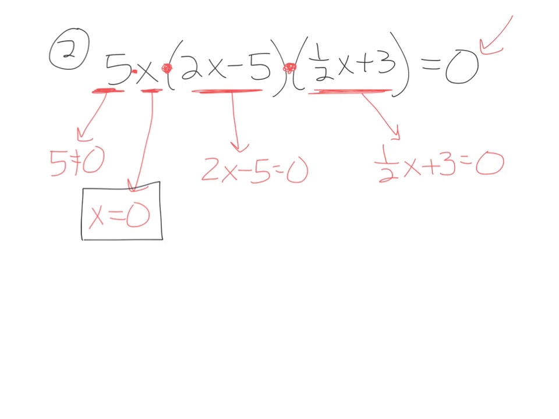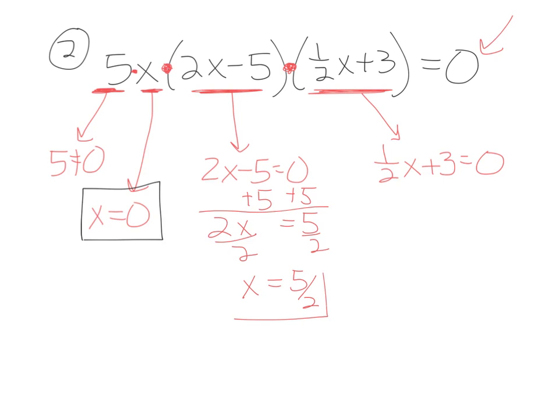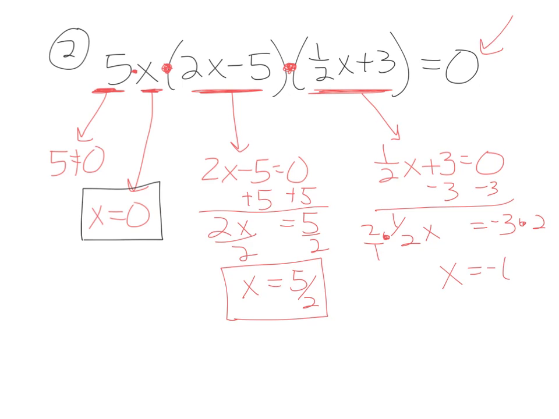Next one we need to solve. So add 5 to both sides, and then divide by 2. X could equal 5/2, or 2.5. And then solve this one by subtracting 3 from both sides, and then multiplying by the reciprocal. X could equal negative 6. So your solution: x could equal 0, or 5/2, or negative 6.